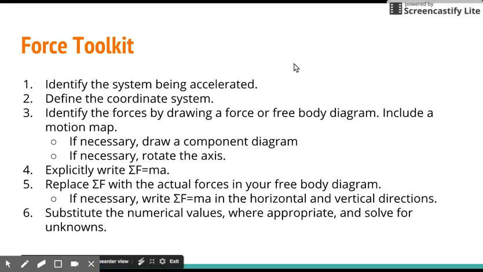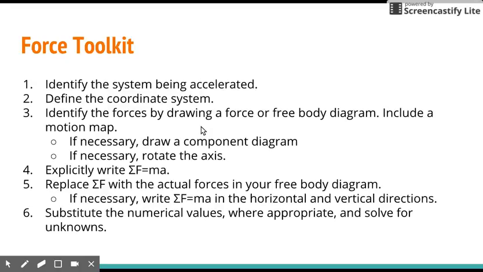being accelerated. 2, you want to define the coordinate system. 3, you want to identify the forces by drawing a force or free body diagram, and you want to include a motion map. If necessary, you want to draw a component diagram and rotate the axes.